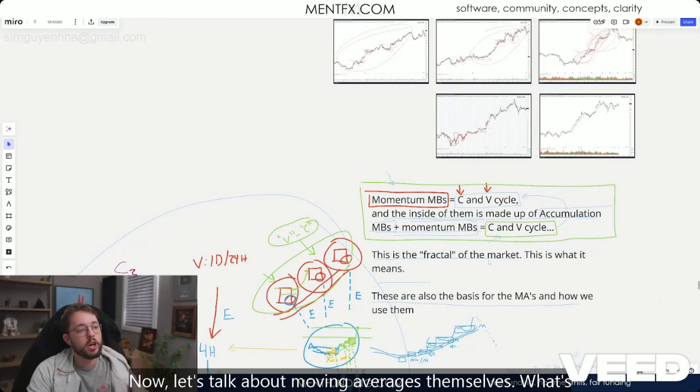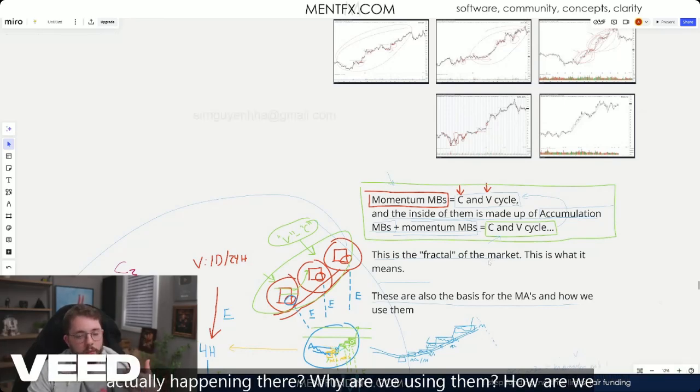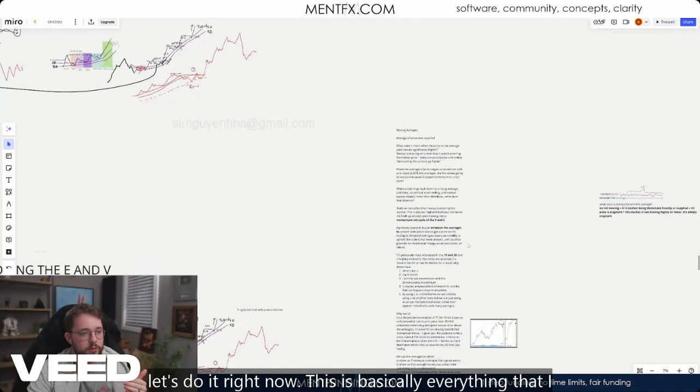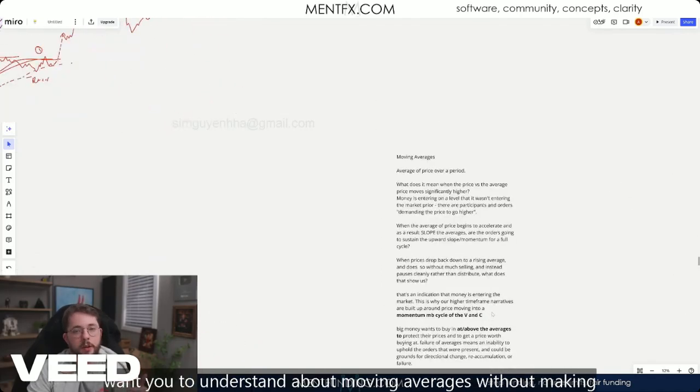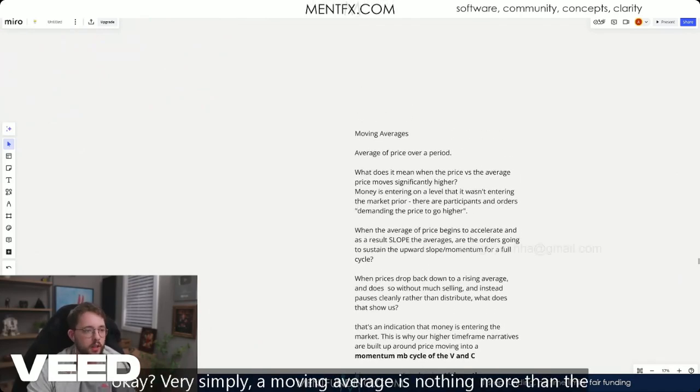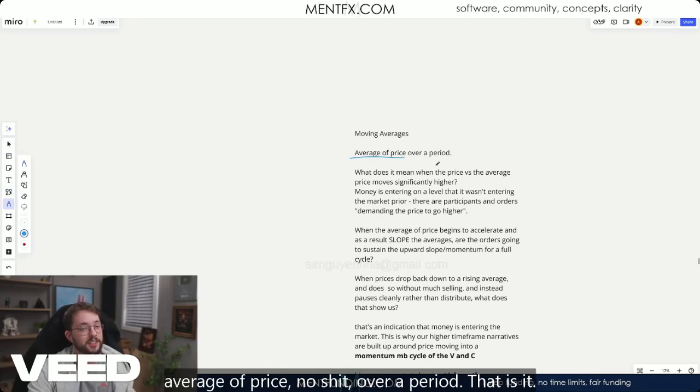Now, let's talk about moving averages themselves. What's actually happening there? Why are we using them? How are we using them? Basically everything moving average based. So let's do it right now. This is everything that I want you to understand about moving averages without making it too complex in any way. So a moving average, what is it? Very simply, a moving average is nothing more than the average of price over a period. That is it. There's nothing more to it.